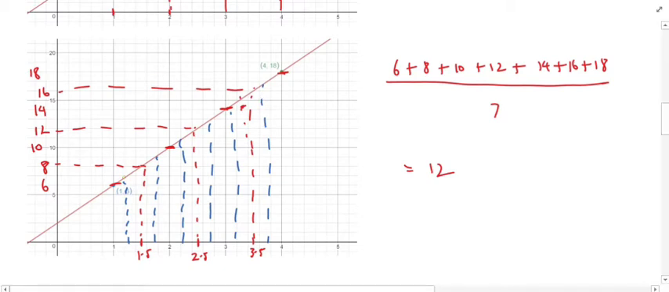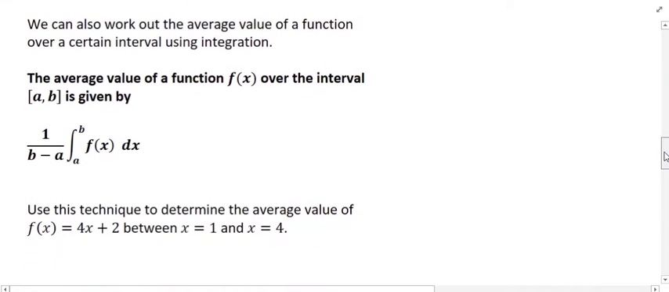We could go even further, and if we think about it, there is an infinite number of x values we could substitute in, and therefore an infinite number of values of the function. So luckily, we have an approach to this where we can use integration to find the average value. And we have a rule. So here's our rule.